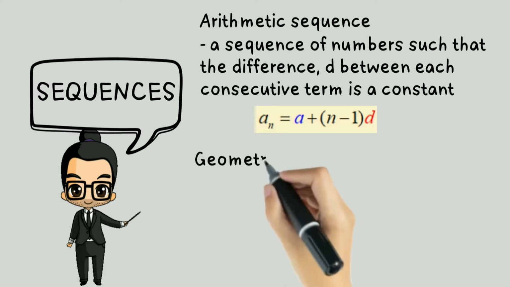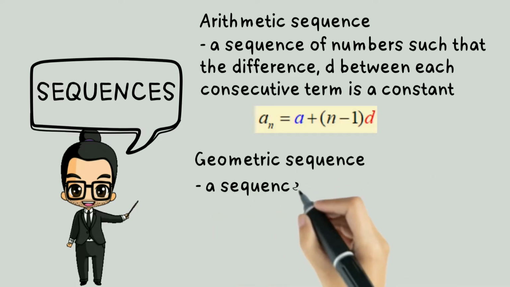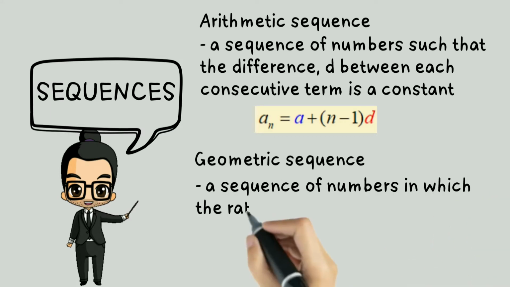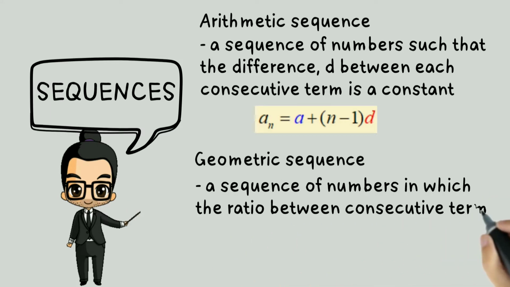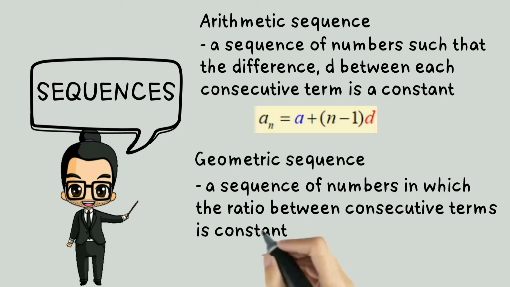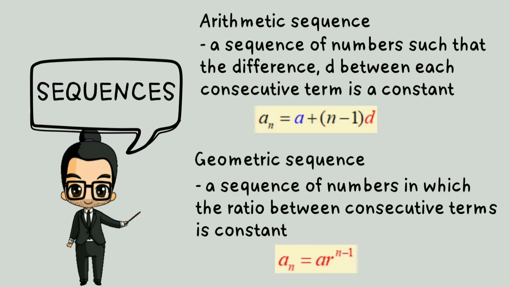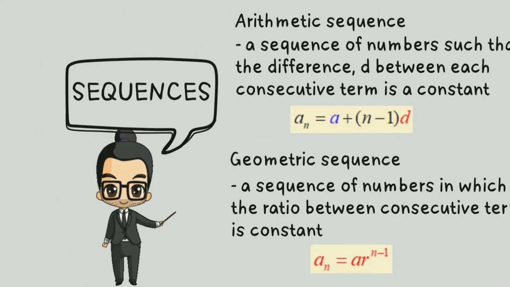Next one is geometric sequence. It is a sequence of numbers in which the ratio between consecutive terms is constant. The given formula is an = a * r^(n-1), where a is the first term of the sequence, and r is the ratio between consecutive terms.